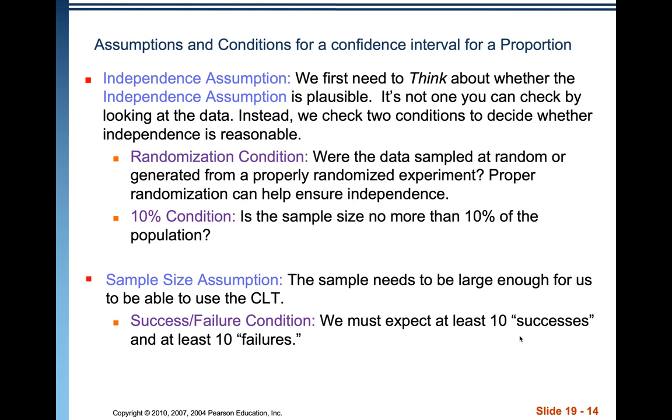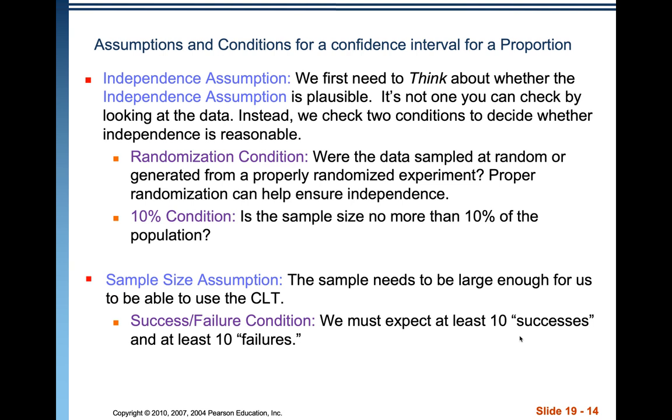The reason this is important is because if we don't have independence, technically the probability of success changes after each observation is made. But if our sample size is less than 10% of the whole population, that's not going to affect our calculations to a point that it causes a problem. We can go ahead and act as though the observations are independent.